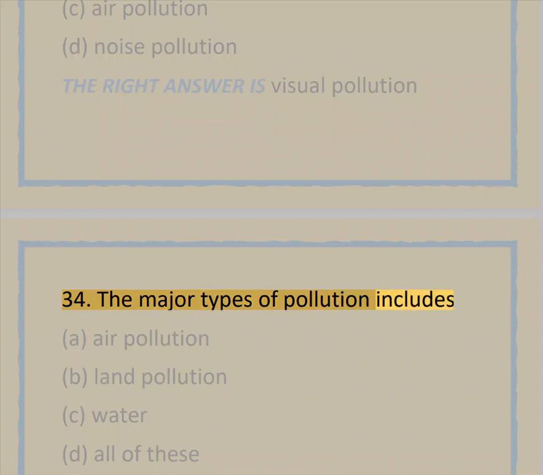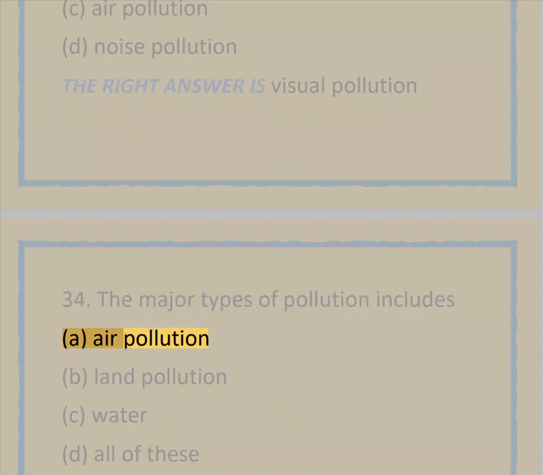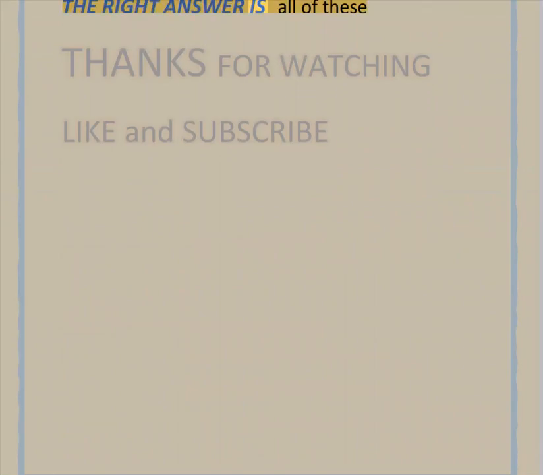34. The major types of pollution include A. Air pollution, B. Land pollution, C. Water, D. All of these. The right answer is all of these.